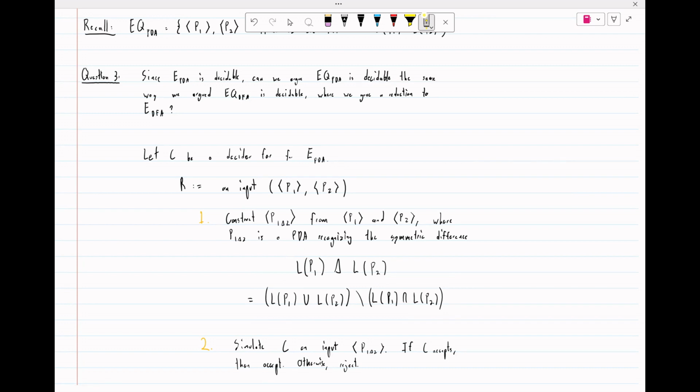So now I can leverage my decider that tests the emptiness of a description of a machine that you give me. We can simulate that decider on this machine that recognizes the symmetric difference. And if it accepts, meaning that this thing is empty, then I know that these two sets have to be equal, and I, the decider for the equivalence testing problem, can accept. Otherwise, I reject, right? So does this work for PDAs? Yes.